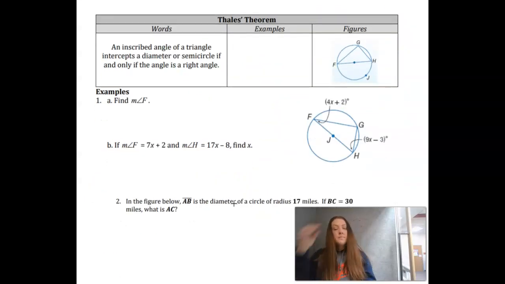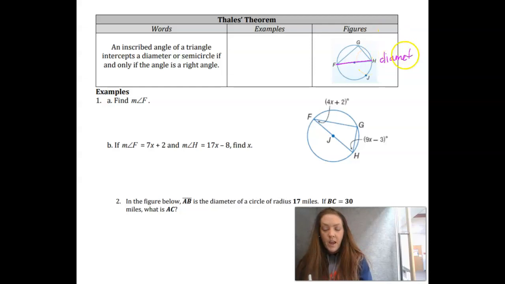Thales theorem. He got so famous, he got to name a theorem after himself. But this says that an inscribed angle of a triangle intercepts a diameter or a semicircle if and only if the angle is a right angle. So let's think about that. If I have triangle FGH and one of my sides is FH, well, that's a diameter, right? And so what we know is that a diameter is equal to 180 degrees because it's half of the circle.